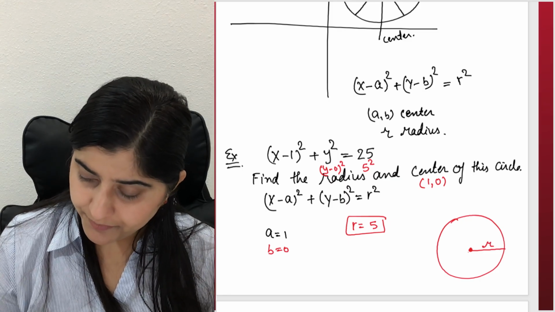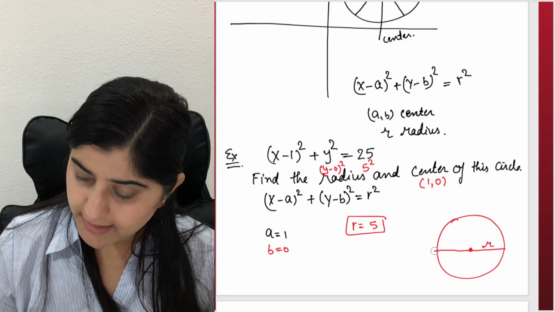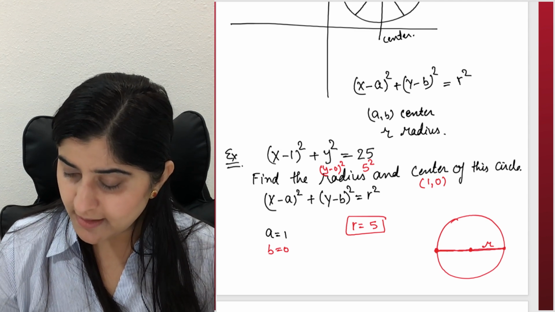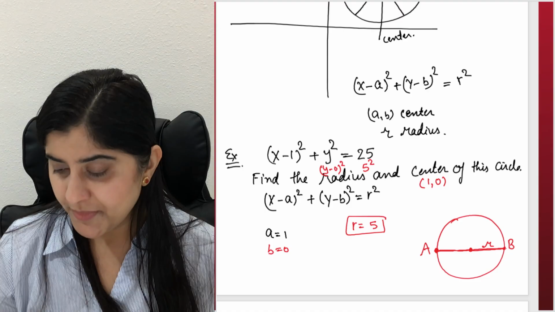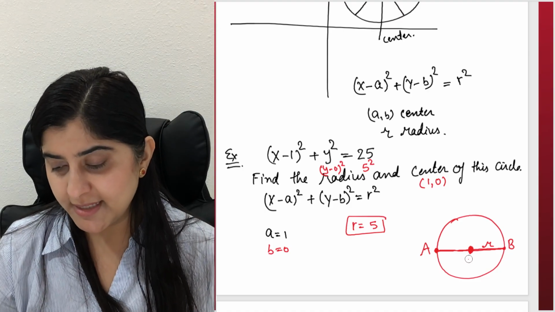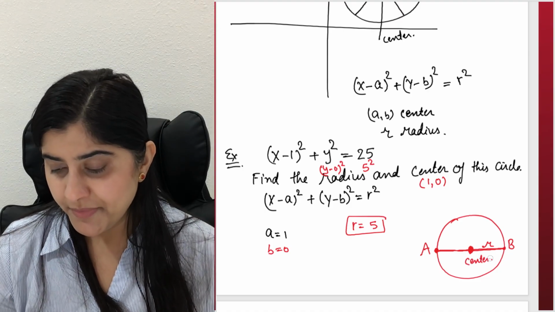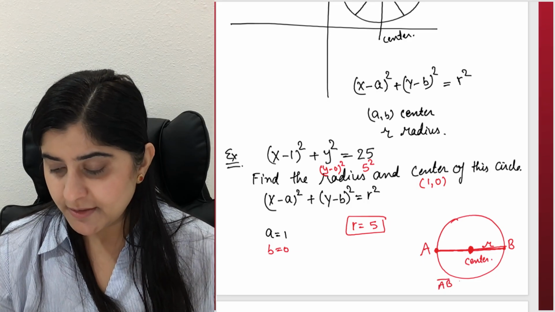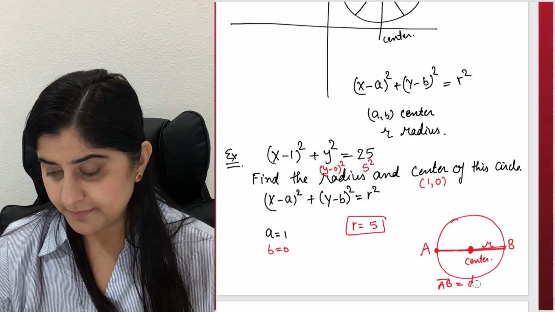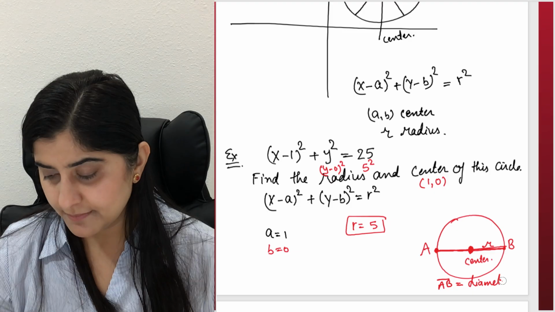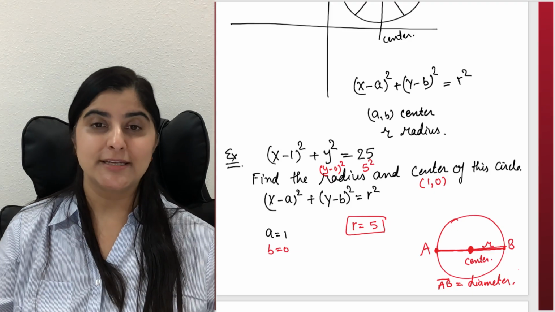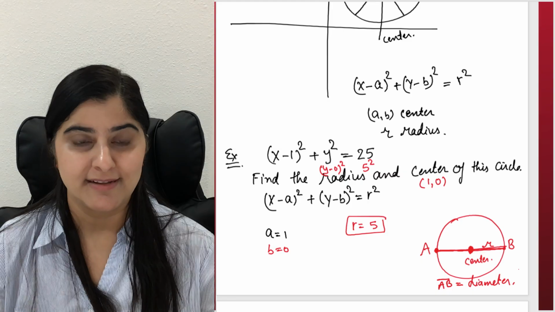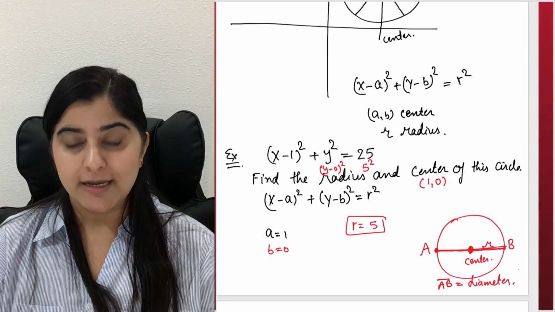And if you have one straight line with 2 points A and B, where the midpoint of A and B is the center of the circle, then this AB is called the diameter of the circle. So the diameter is double the radius, and it passes through the center of the circle. So this is about the circle.